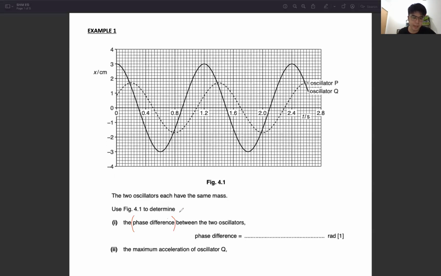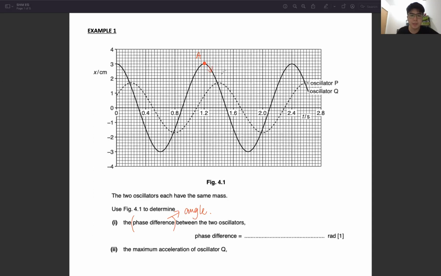Phase difference is in angle between wave number 1, the solid wave, and the dotted wave. Now, to find the phase difference, first you want to find a similar point on the wave between the 2 oscillators. So let's look at oscillator Q. Let's just take the most obvious one. The easiest point would be the peak, the crest. Let's call it point A. And another similar point: you see that this particle, right after passing through A, goes down, right?